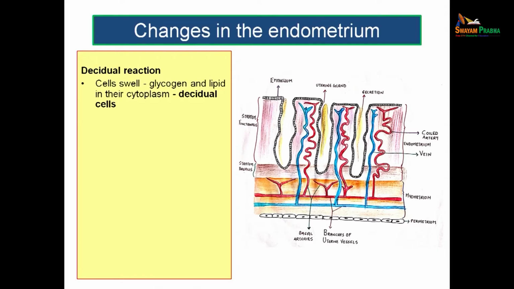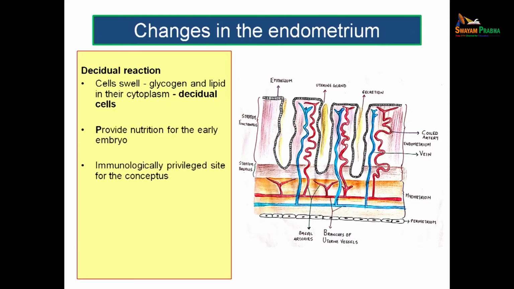The endometrial cells get swollen due to the deposition of glycogen and lipid in their cytoplasm, and such cells are known as decidual cells. They provide nutrition to the early embryo, and this is said to be an immunologically privileged site for the conceptus, because usually if any foreign body gets implanted in the body, there is a mechanism to expel it, but in this case, though the fetus is a foreign body, it should not be expelled.